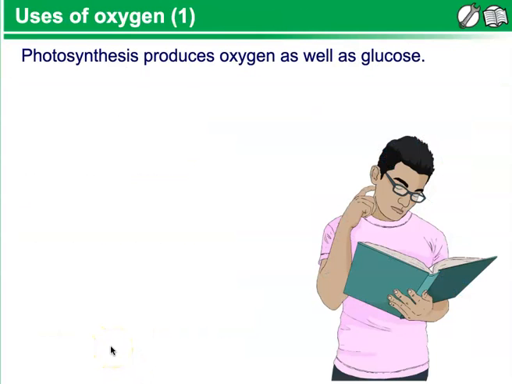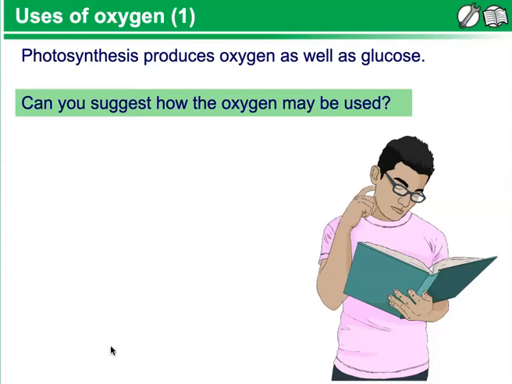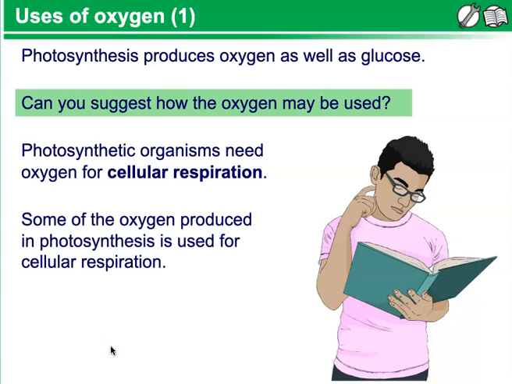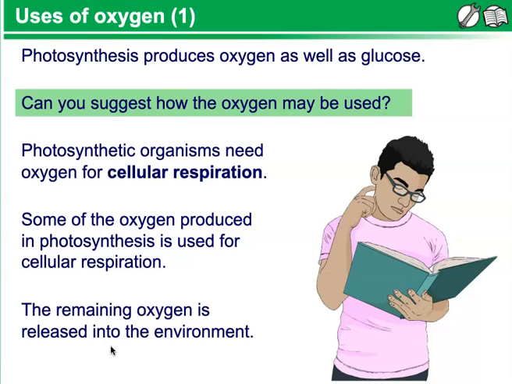Use of oxygen. Photosynthesis produces oxygen as well as glucose. Can you suggest how the oxygen may be used? Photosynthetic organisms need oxygen for cellular respiration. Some of the oxygen produced in photosynthesis is used for cellular respiration. The remaining oxygen is released into the environment.